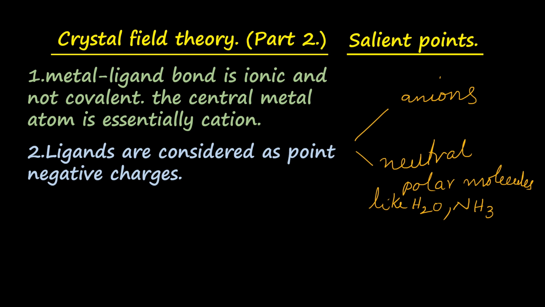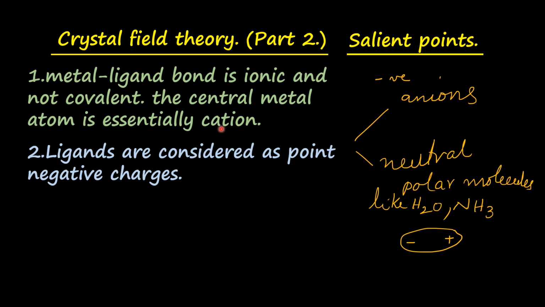Anions bear a negative charge, and for polar molecules, one end of the molecule will be negative and the other end will be positive. If the ligand is an anion, a negative charge is approaching the central cation. If it is a neutral polar molecule functioning as a ligand, then the negative end of the polar molecule approaches the cation. In either case, it is the negative field that approaches the cation during bond formation.